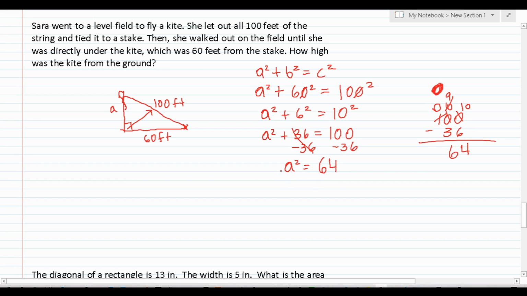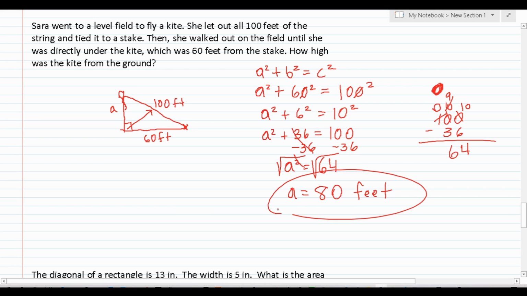And now we're going to solve for a. To do that, we're going to have to get rid of this squared by taking the square root of both sides. This is going to leave us with a equals square root of 64, which is 8. And that's not the answer because, again, we have to add this 0 back in. So now we can see a is 80 feet. So to answer the question, the kite is 80 feet from the ground.